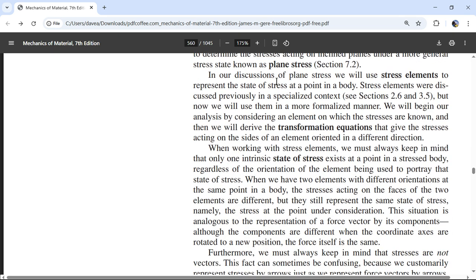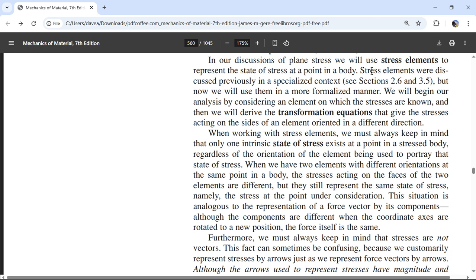And so in our discussion of plane stress, we will use stress elements to represent the state of stress at a point. We're going to rotate them, and use free body diagrams, knowing that the area increases when we rotate them. We're going to find the forces in the normal and shear directions, and then we can figure out what the stresses are. Stresses are just those forces divided by that new area. But the area did increase.